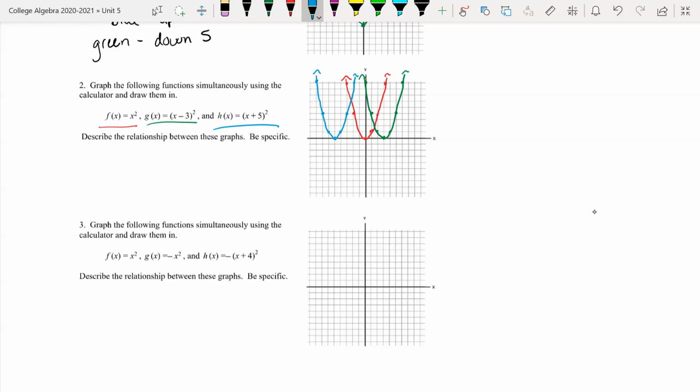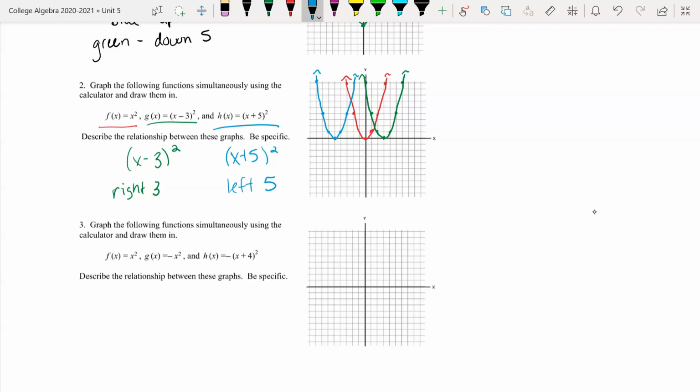So hopefully whenever you graphed it, you got something like that. Now, what I want you to notice about this one is if I put minus 3 inside parentheses, they're doing the opposite. They're kind of lying to you. So this one's going to be right 3. X plus 5 squared is going to be left 5. And I hope you recognize that whenever you graphed it.